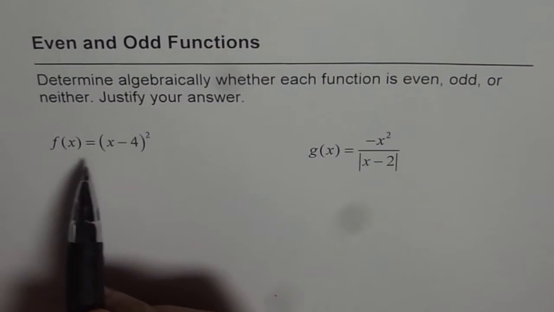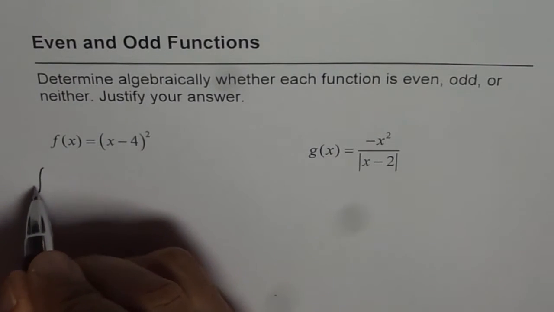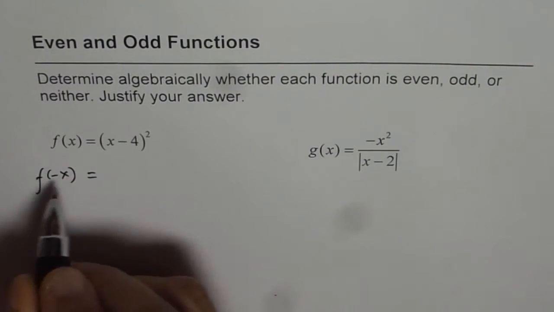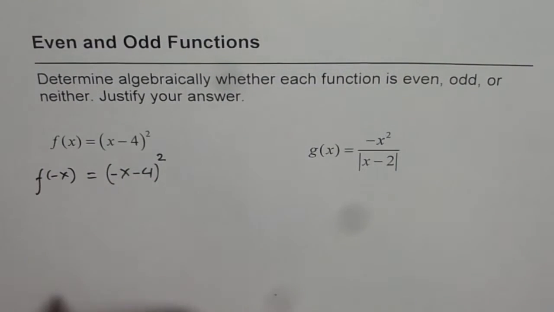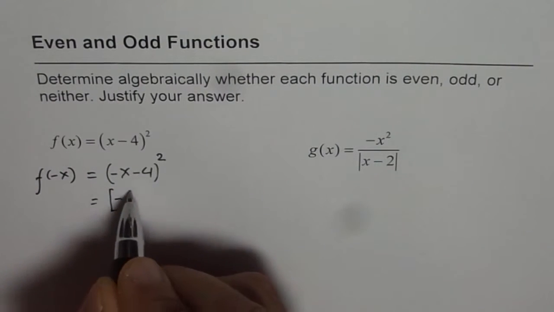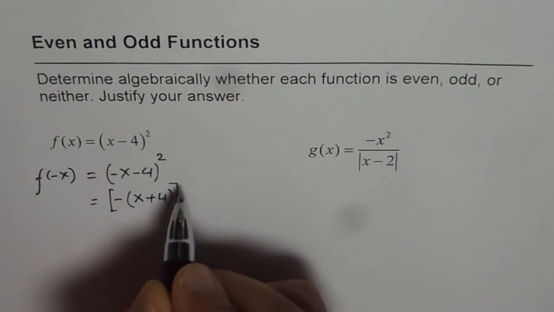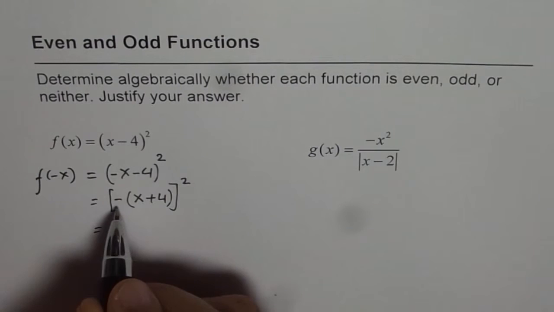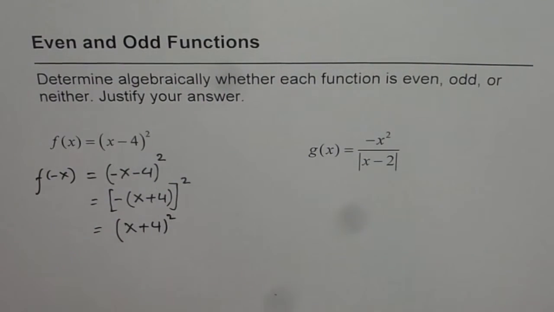First one, f of x equals x minus 4 whole square. So to prove that this is or is not an even function, we need to find f of minus x. So f of minus x will be minus x minus 4 whole square. Now you can take minus common, let me use square brackets. As soon as I take minus common, it becomes x plus 4 whole square. Now the square of a negative is positive, so what you get is x plus 4 whole square.